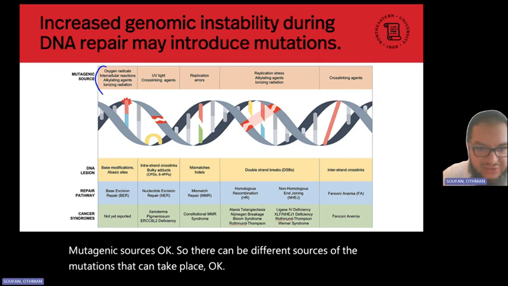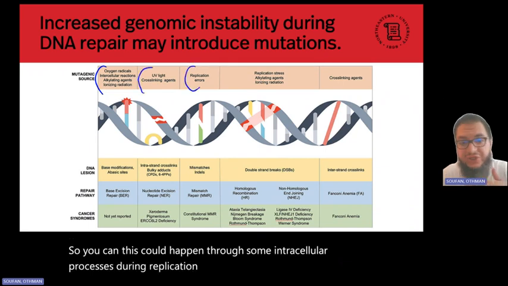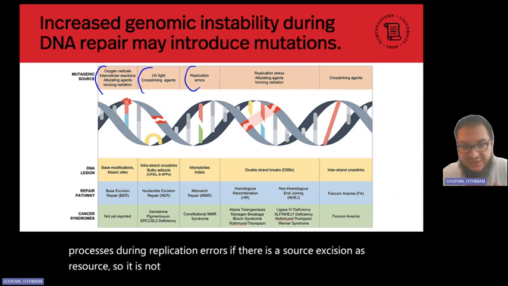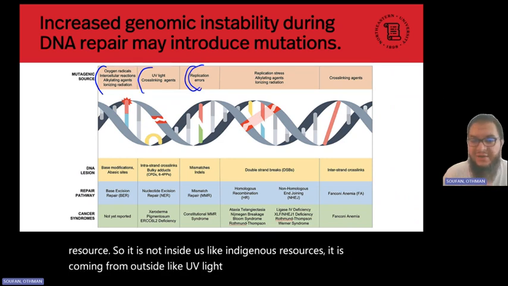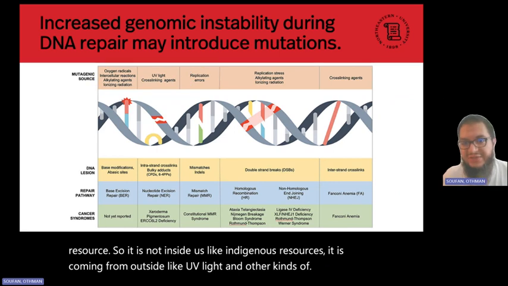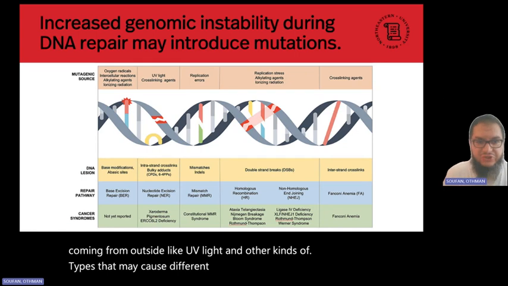So this could happen through some intracellular processes during replication errors. If there's an exogenous source, so it is not inside us like indigenous sources, it is coming from outside, like UV light and other types that may cause different mutations. So mutagenic sources can be of different types.